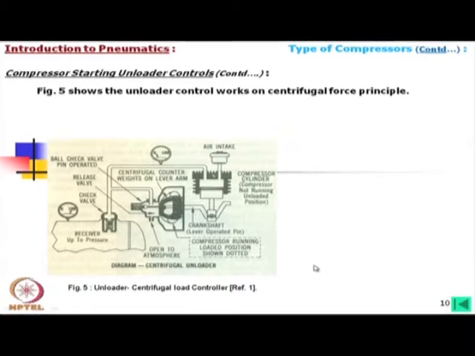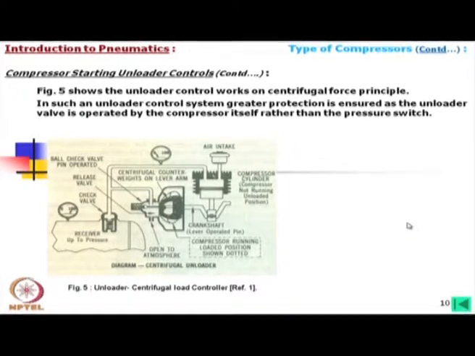Now, there is another type of unloader which is the centrifugal type. The basic principle is that a centrifugal mass is attached to a rotating member, in this case the compressor crankshaft. Then when it reaches the set speed, it operates the switch the same way the pressure switch operates. In such a system, greater protection is ensured as the unloader valve is operated by the compressor itself rather than the pressure switch.